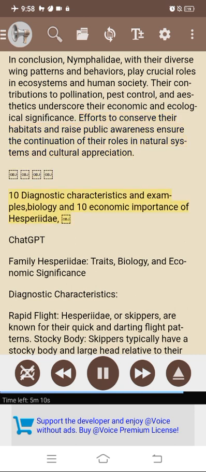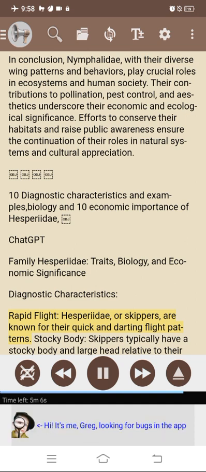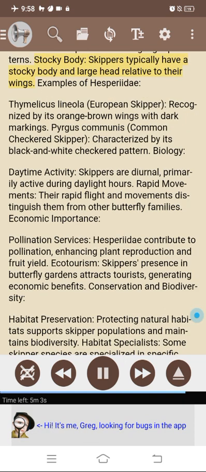Biology and 10 economic importance of Hesperiidae. ChatGPT. Family Hesperiidae, traits, biology, and economic significance. Diagnostic characteristics. Rapid flight. Hesperiidae, or skippers, are known for their quick and darting flight patterns. Stocky body. Skippers typically have a stocky body and large head relative to their wings. Examples of Hesperiidae. Thymelicus lineola, European skipper, recognized by its orange-brown wings with dark markings. Pyrgus communis, common checkered skipper, characterized by its black and white checkered pattern.